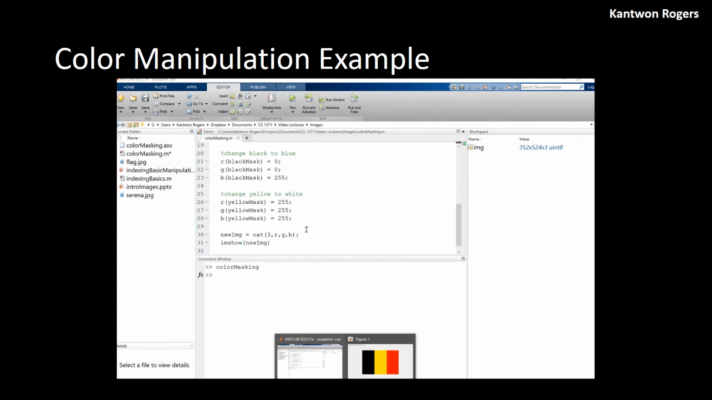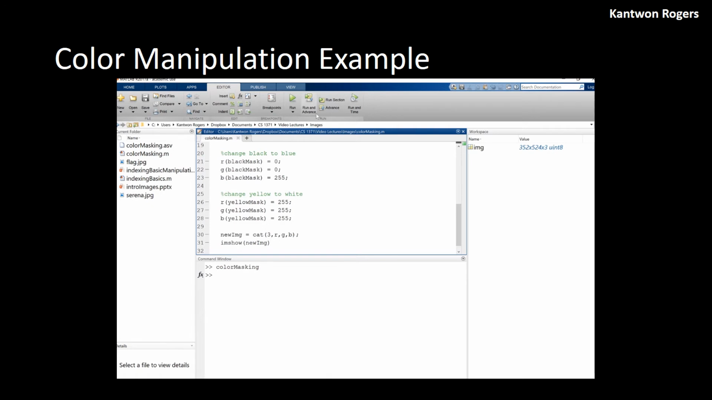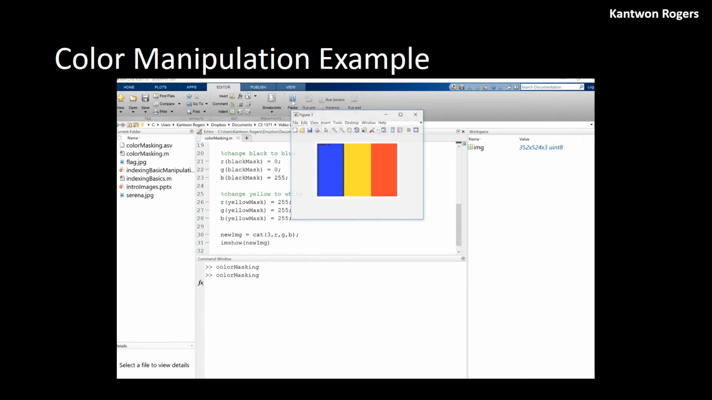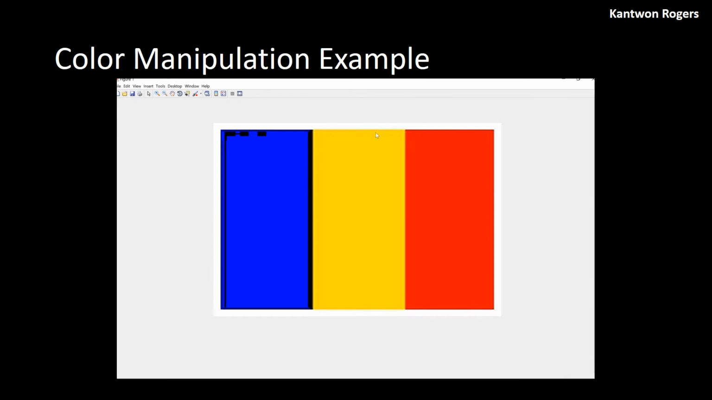Let me close this one. Let's see if our function works perfectly as intended. Perfect code, perfect code. Oh! So if you look at this, notice some of the black was changed to blue, but none of the yellow was changed to white. That's weird, right? So why could that be?